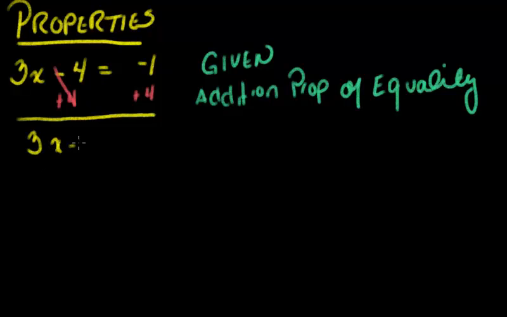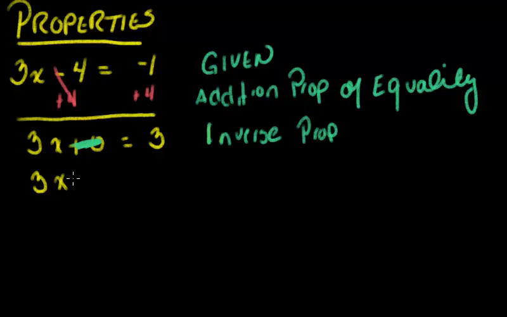You could put plus 0. Sometimes you will see this written out. If you see the plus 0 here, then that would be your inverse property. Let's write that out right there. So this is your inverse property. Why? Because you have the negative 4 plus 4. But honestly, most of the time you're not going to write that out. So then you'll just have 3x equals 3.